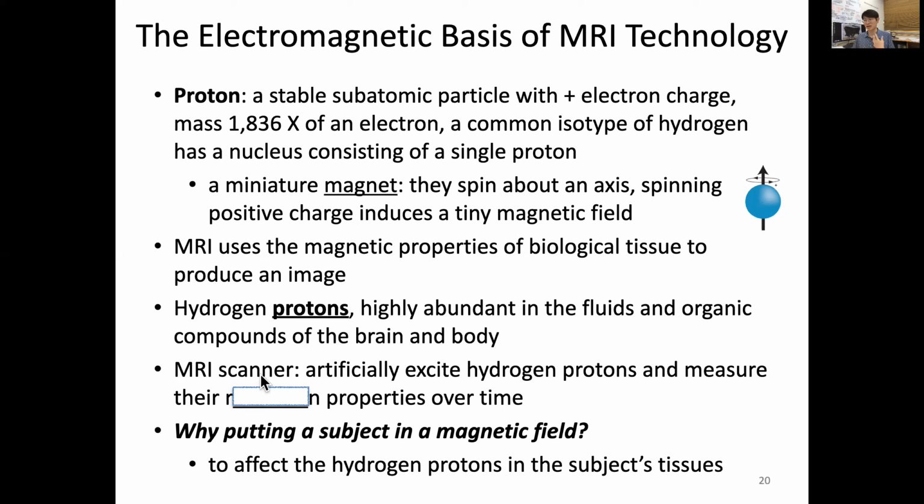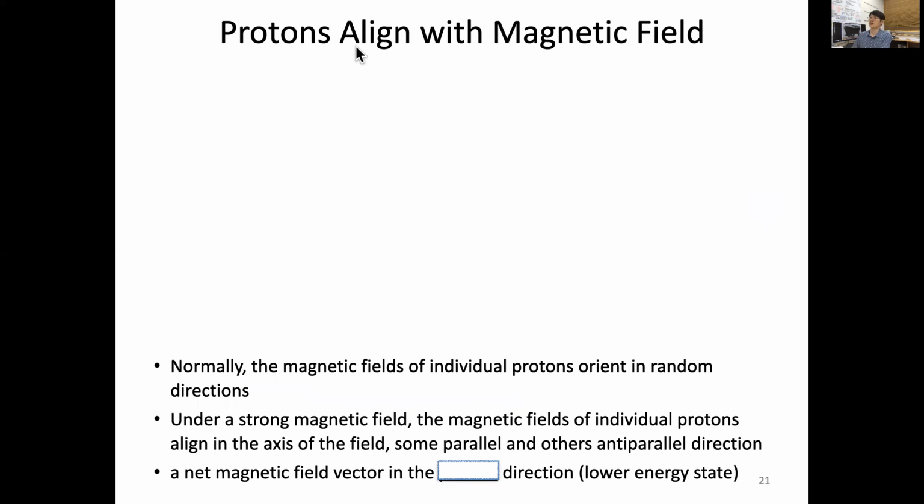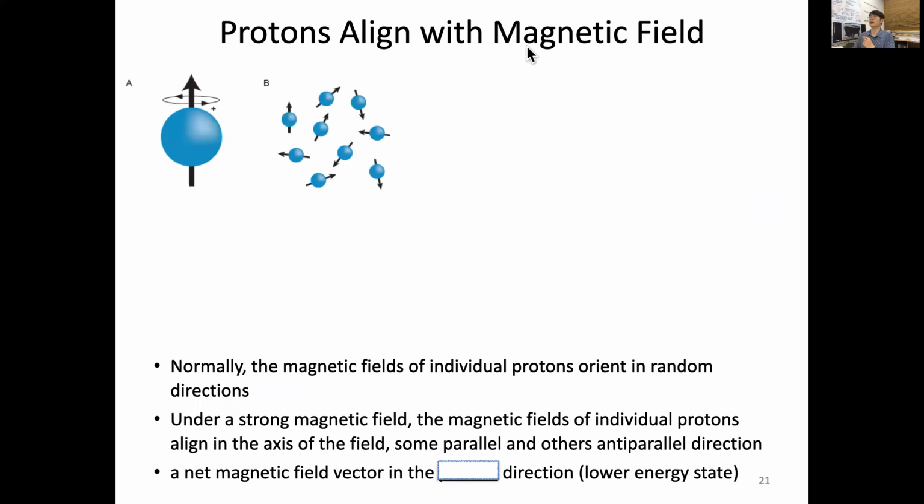And we use the MRI scanner to artificially excite hydrogen protons and measure their magnetic moment, using external excitation to change it, and we measure their relaxation properties over time. We put the subject, human or animal, inside the magnetic field because we want to affect the hydrogen protons in the subject's tissue to align along the static magnetic field first. So how does this happen? Protons align with the magnetic field.